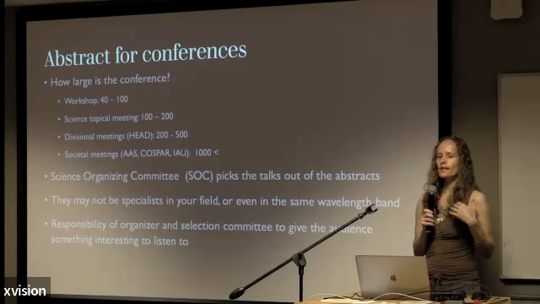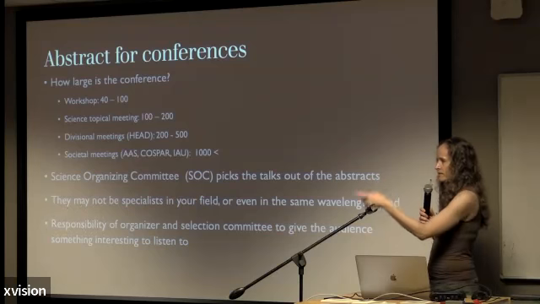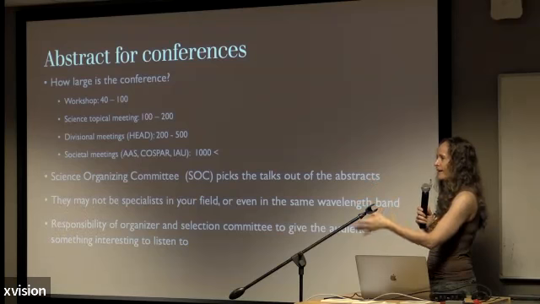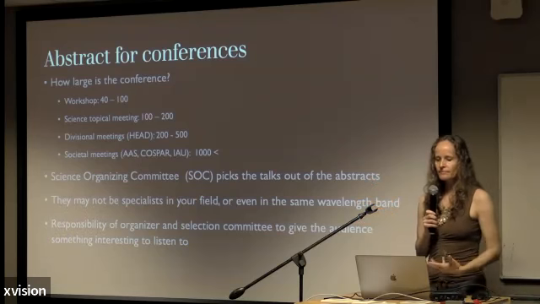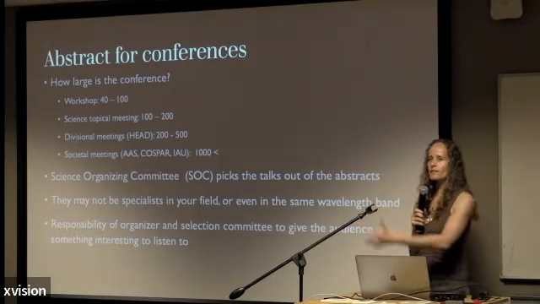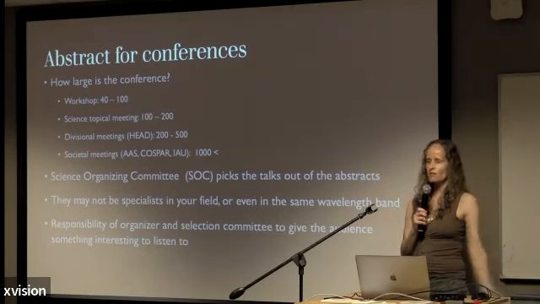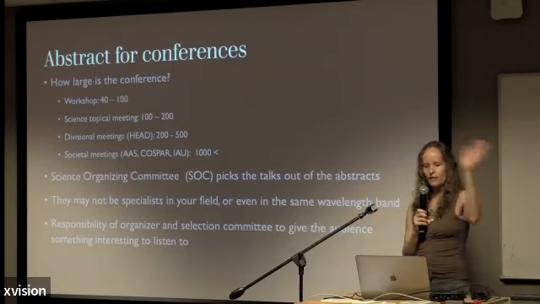Then there are divisional meetings. I have one example here, which is the High Energy Astrophysics Division meeting in the US, typically 200 to 500 people. I'm sure ESA has an equivalent meeting for high energy astrophysics in Europe. Then there's the X-ray Universe. It's X-ray centric, but it's a broad topic, from X-ray clusters to X-ray binaries and everything.